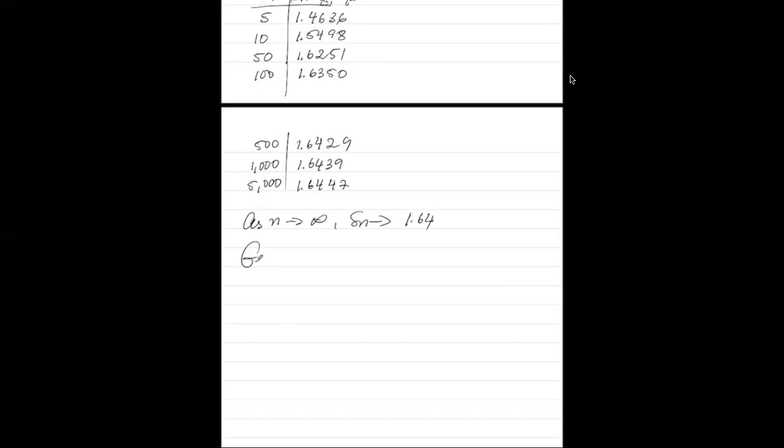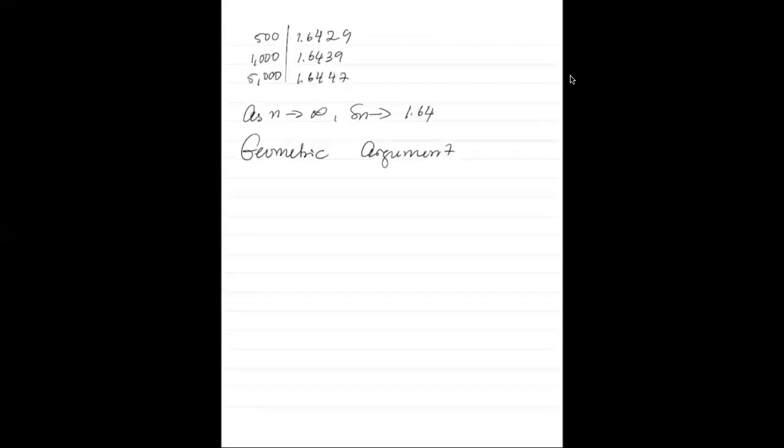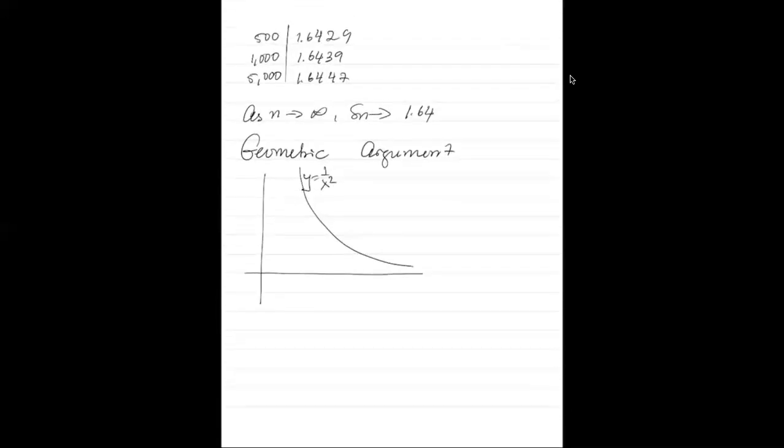Now we can make a geometric argument as well. This is not a proof, but it is an argument. The geometric argument will use areas to add those terms. So our function is y equals 1 over x squared, because we are adding 1 over n squared. So if I use that function, and this is 1 right here, the first term is 1 over 1 squared, which is 1, which will be represented with this area. This area is equal to 1, which is represented by the first term in the series.